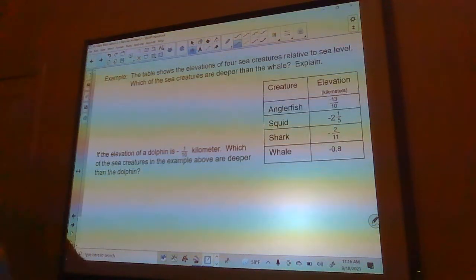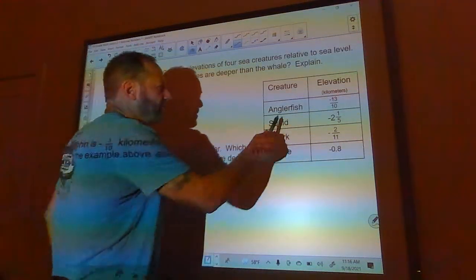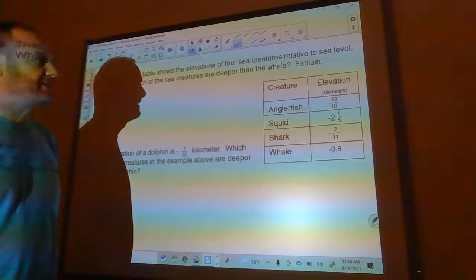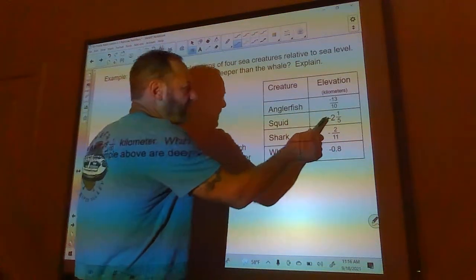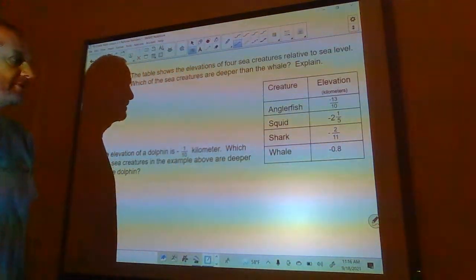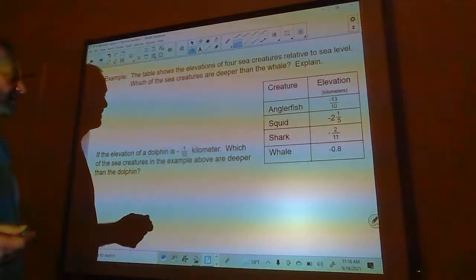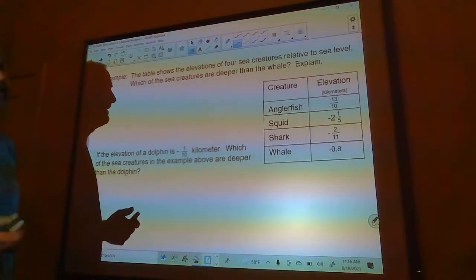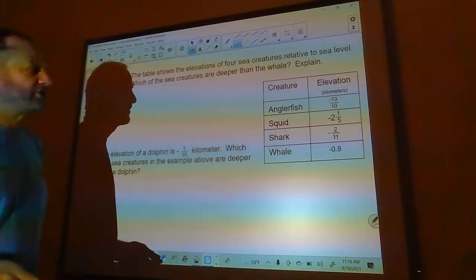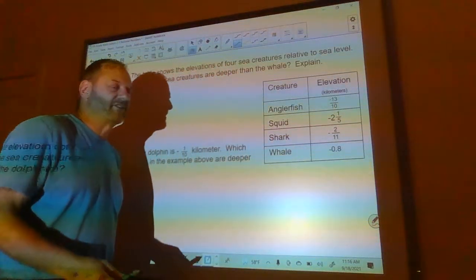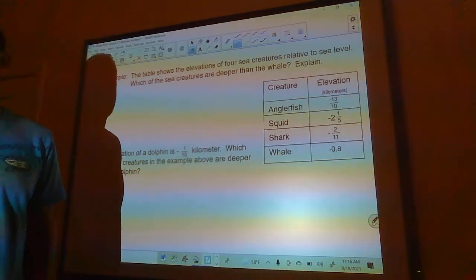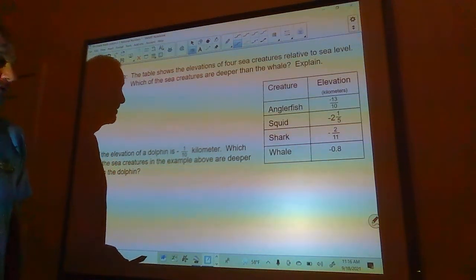Okay, the table shows the elevations of 4 sea creatures relative to sea level. Which of the sea creatures are deeper than the whale? So you got the anglerfish is at -1 3/10 kilometers. A squid is at -2 1/5 kilometers. A shark is at -2/11 kilometers, and a whale is at -0.8 kilometers. Okay, so the easiest way to do this is to just convert these all into decimals, because it's easier to tell if decimals are larger or smaller than another decimal than fractions.